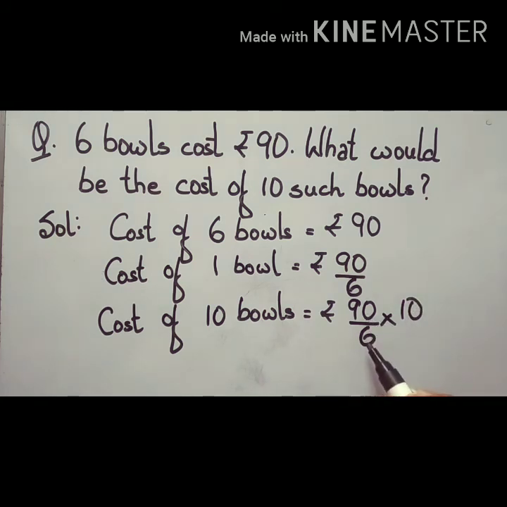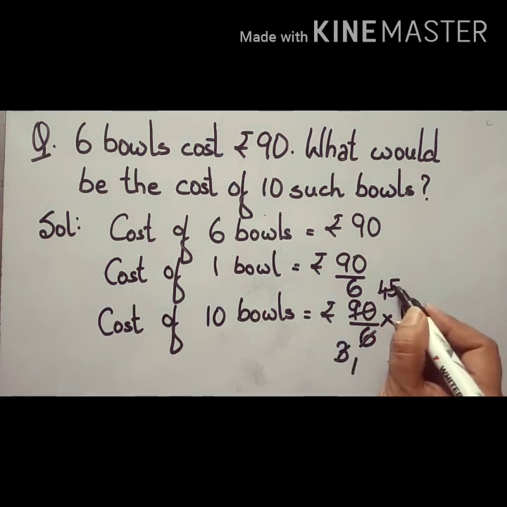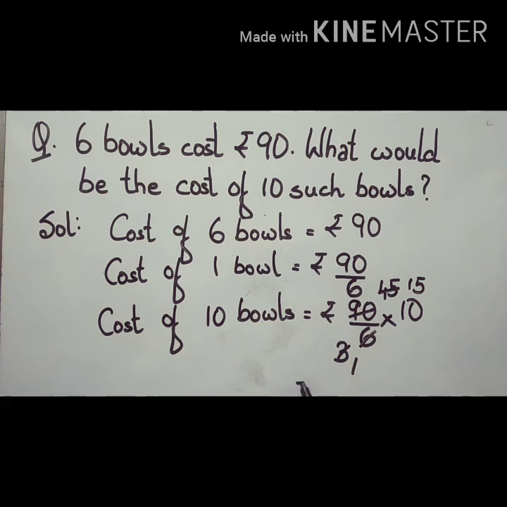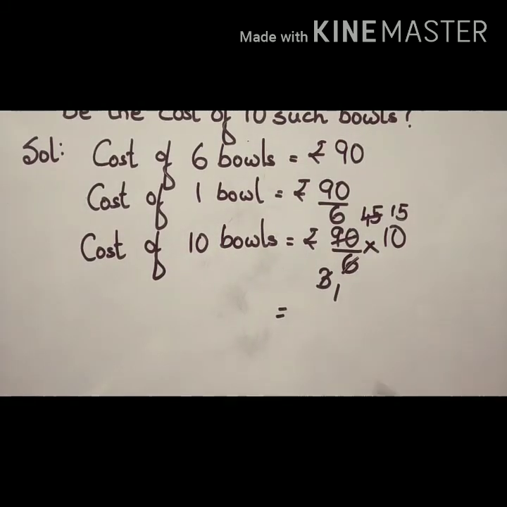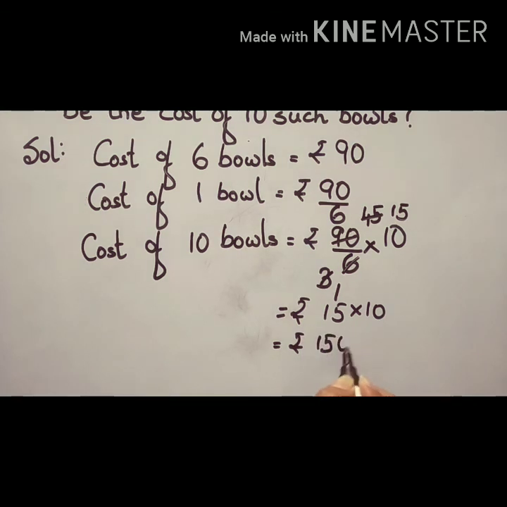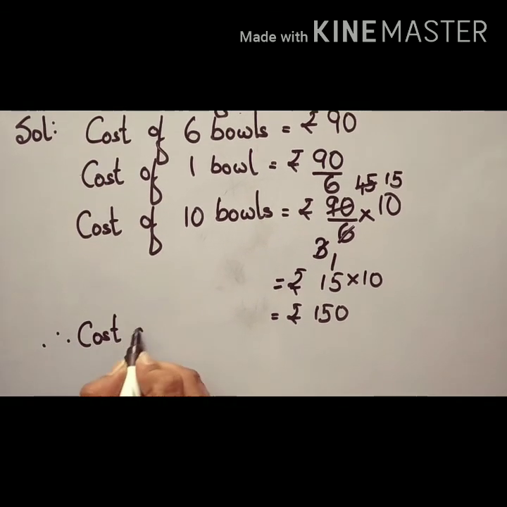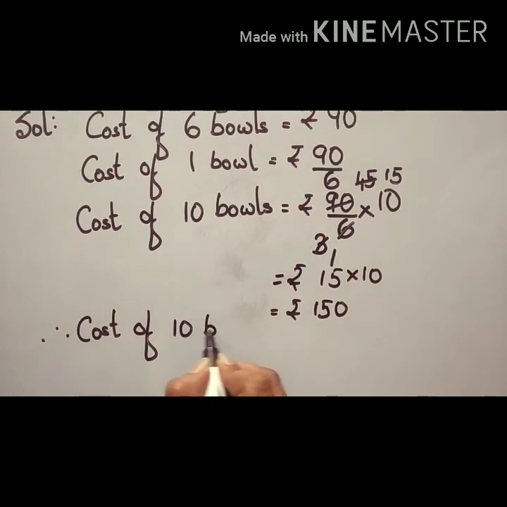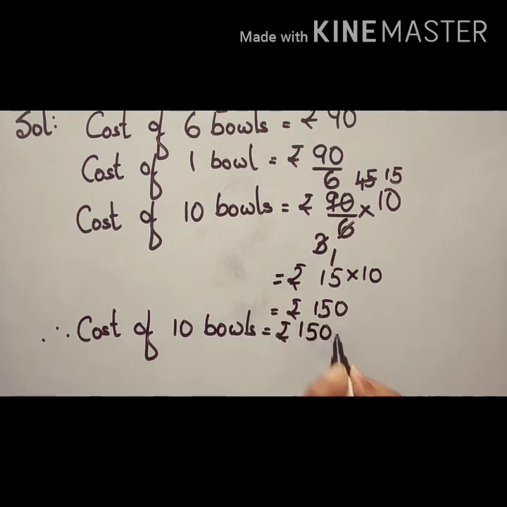Now both this 90 and 6 are divisible by 2. So it's 3 and this one is 45. Again 3 ones are 3. 3 15s are 45. So cost of 10 bowls is equals to rupees 15 multiplied by 10, that is equals to rupees 150. So therefore cost of 10 such bowls is equals to rupees 150.